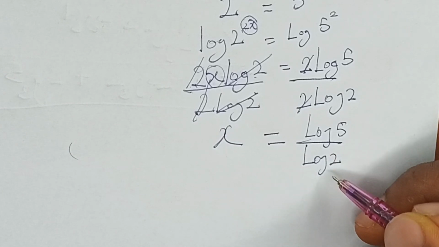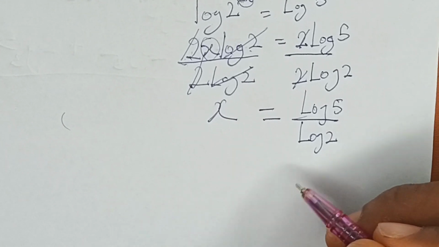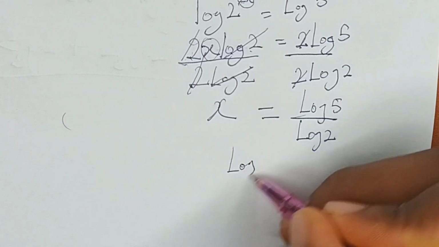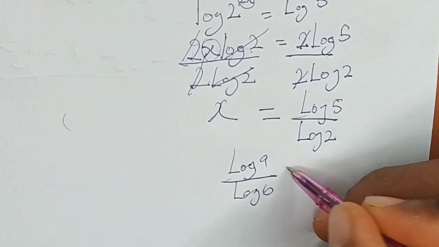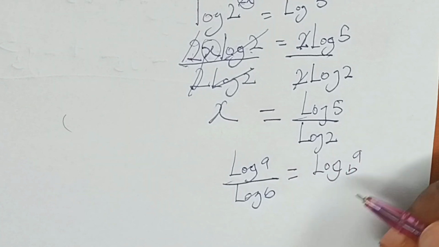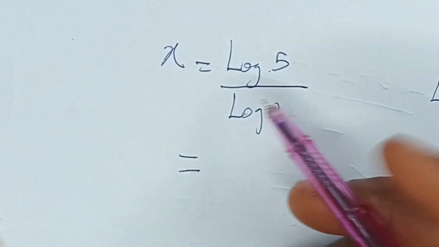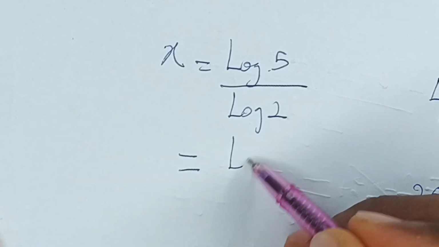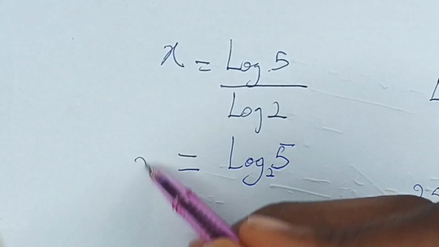And this looks like the answer, but we can express it further and say that when you have log of a over log of b, this is equal to log of a to base b. Hence, from here, this becomes equal to log of 5 to base 2. And this is the value for x.